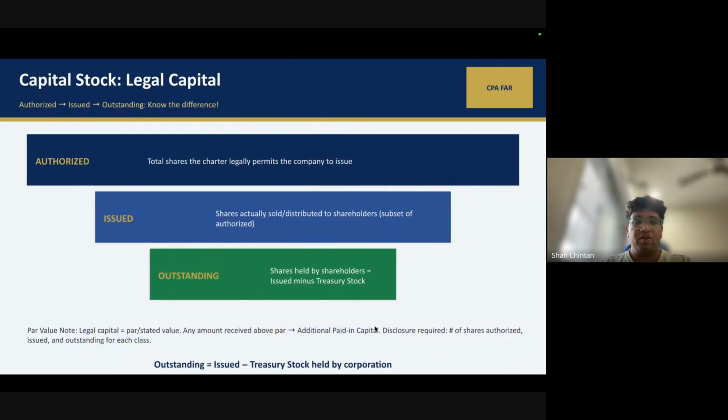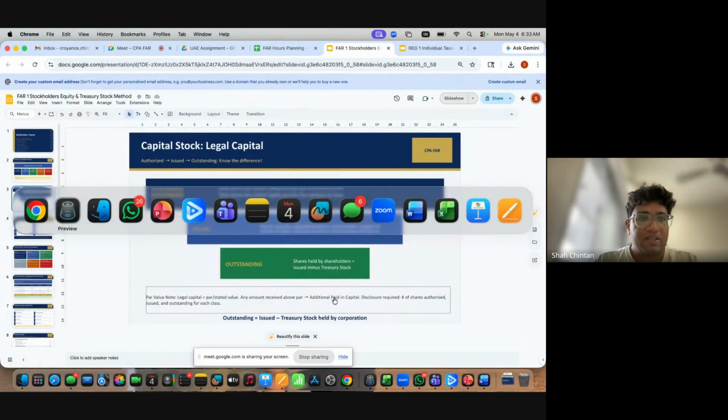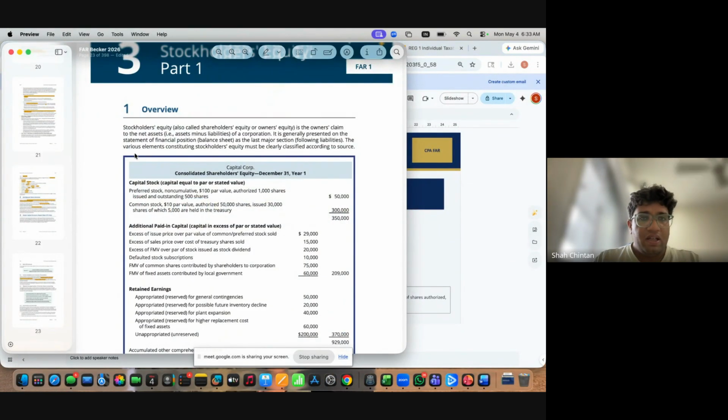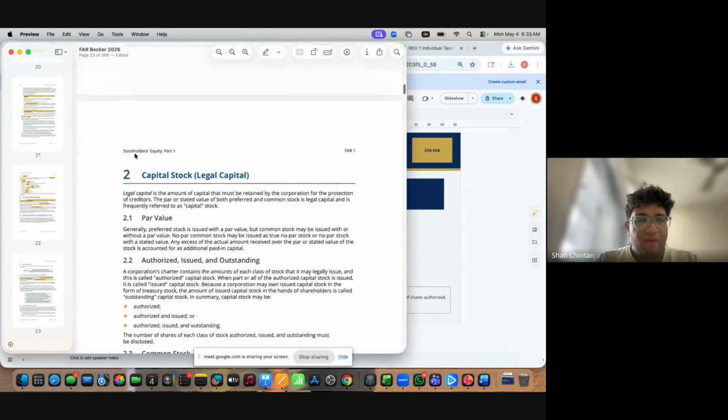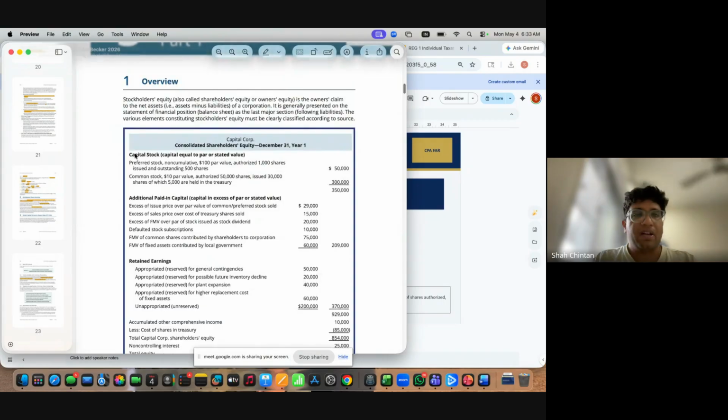Let's see if you have anything to go through in Becker to start as a base. Yeah, okay, this is a typical format. So let's go through a typical format of stockholders' equity. You can always start with capital stock. As a sequence, you generally start with preference stock. Preference stock always gets priority, both in terms of presentation and in terms of claims during liquidation too. So that goes as the first line item.